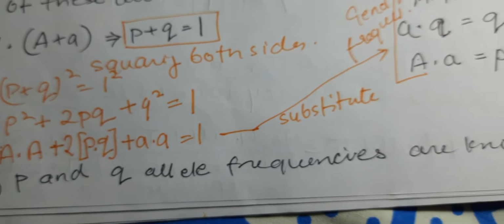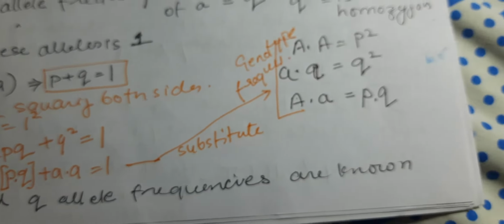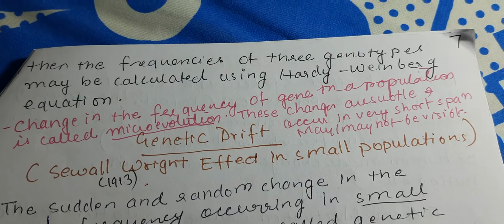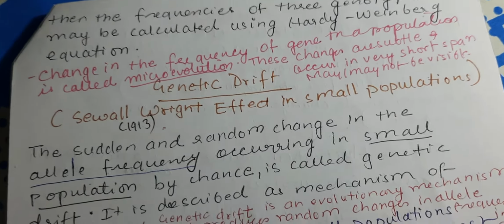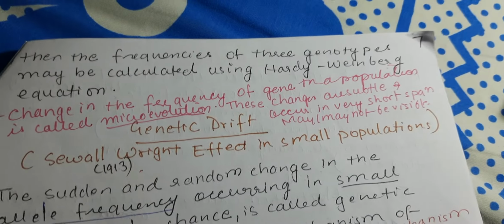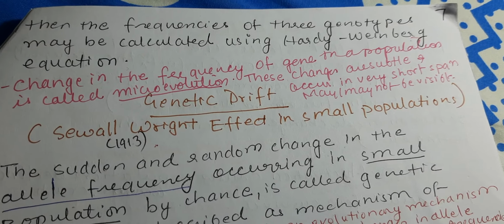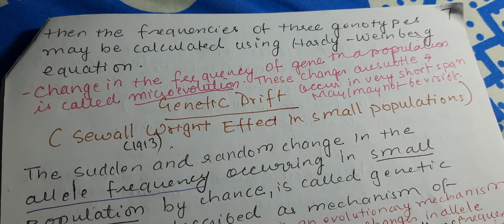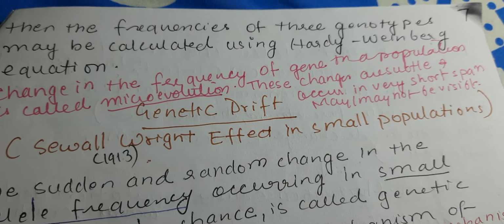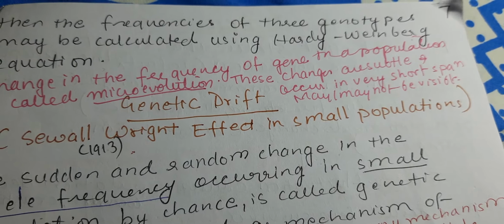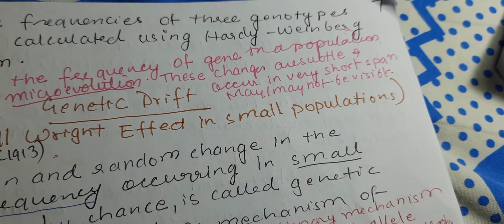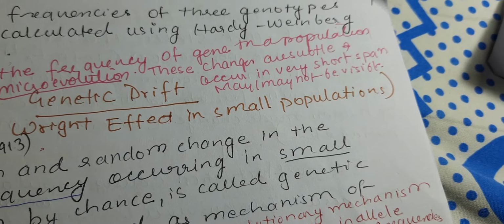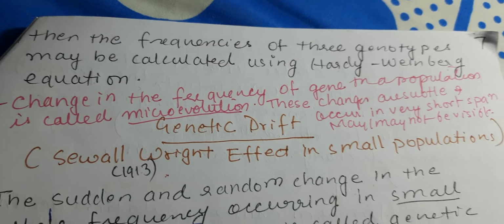If p and q, the allele frequencies, are known, then the frequency of the 3 genotypes may be calculated using Hardy-Weinberg. So when the allele frequency is constant, there is no change in frequency. But when it is different, we can always calculate their allelic frequency. So change in the frequency of genes in the population is called microevolution, and these changes are subtle and occur in a very short span, may be visible, may not be visible. So this is what we mean by microevolution.